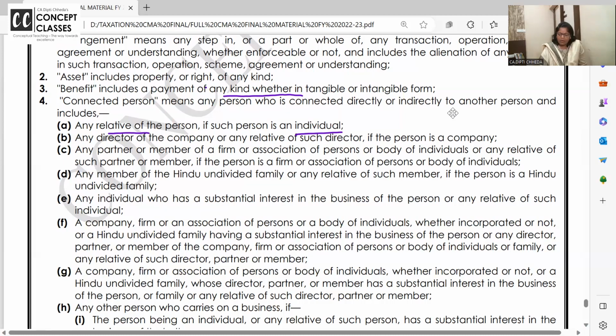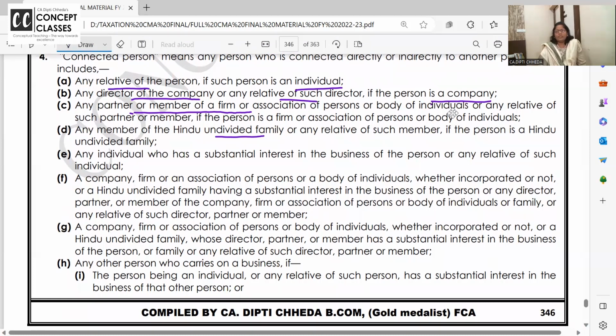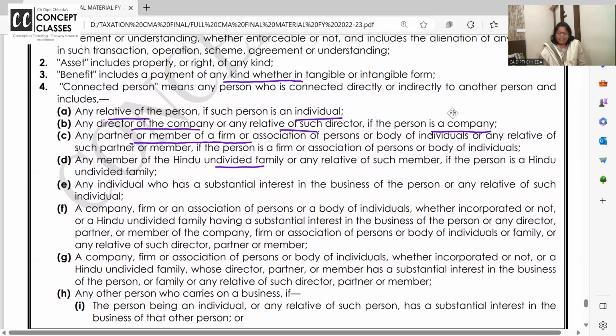Director of a company or a relative of the director. Are the directors of a company and their relatives connected to the company? Yes. Partner or member of the firm or AOP or BOI, or any relative, if the person is a firm or AOP or BOI. Any member of HUF or any relative of such member, if the person is a HUF. So the members of the HUF are all connected, no? Yes. An individual who has substantial interest in the business.